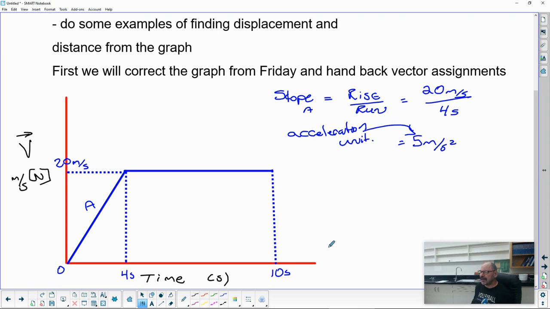Okay, so that's telling you that you're going 5 meters a second faster every second that you go. You're speeding up. You started from 0 and you went up to 20. So your average acceleration would be 5 meters per second squared because you did that for 4 seconds. And then you stopped accelerating and just drove a flat 20 meters a second for the next 6 seconds. So this part here would be 0 meters per second squared.